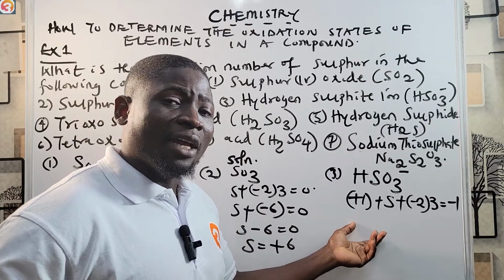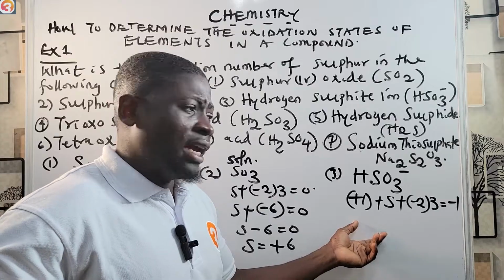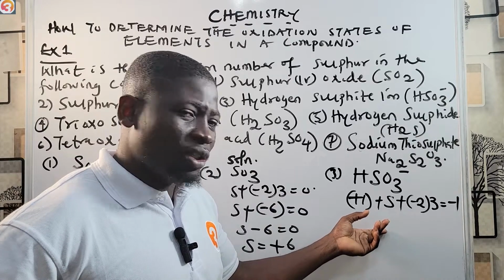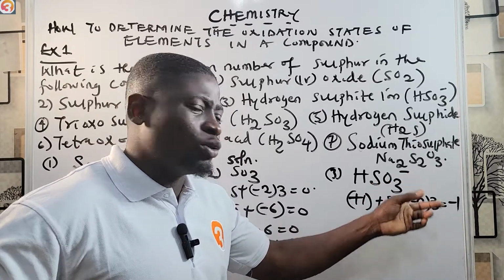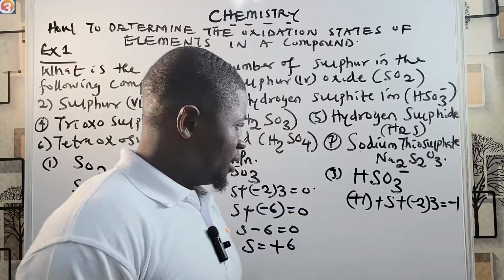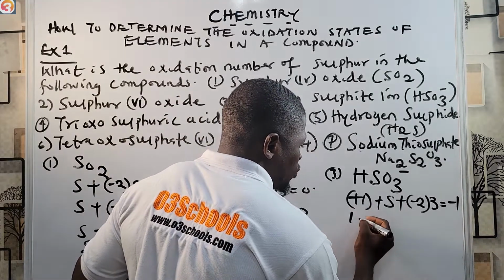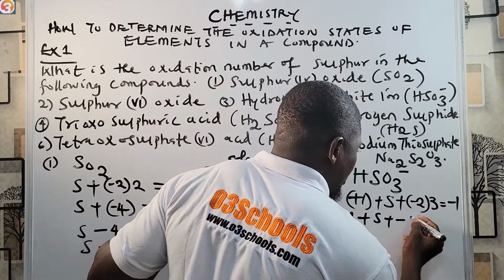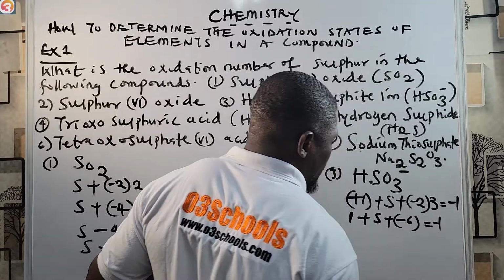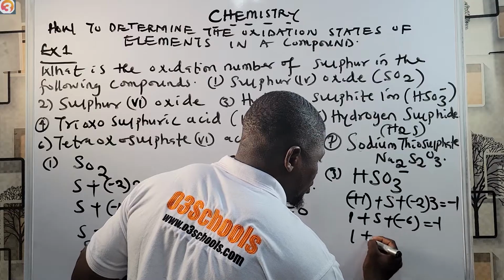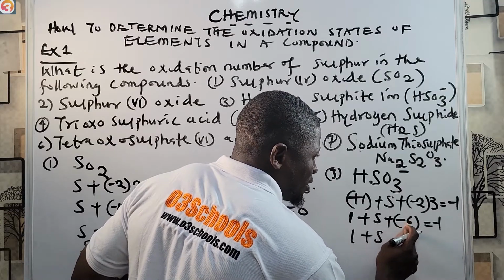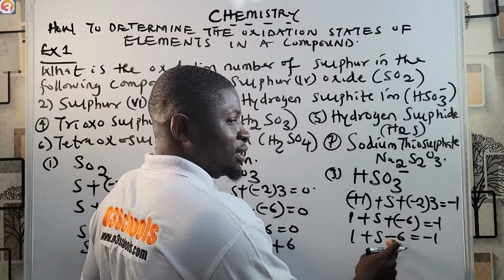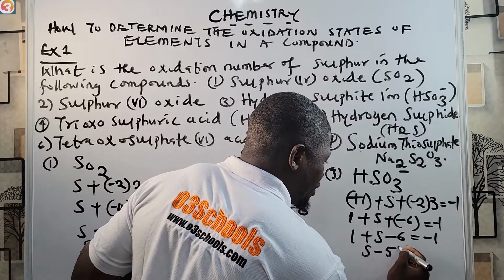For a charged radical or atom, the oxidation number will correspond or be equivalent to its charge. The charge here is -1, so the sum of everything will go to -1. So we're going to have +1, then plus sulfur, then plus -2 times 3, which is -6 in brackets, equal to -1. Now let's open this bracket. I have 1 plus S, minus times plus is minus, that's -6, equals -1. Then 1 minus 6 is -5. So S minus 5 is equal to -1.